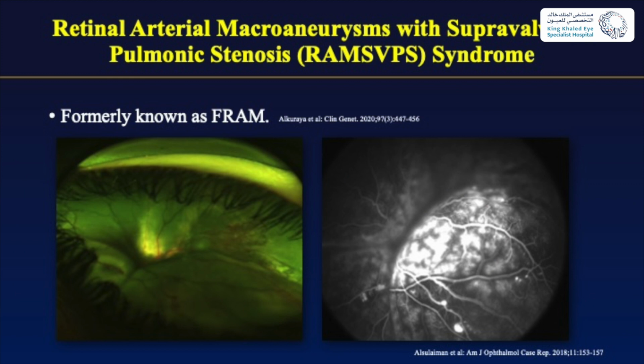Another condition, which, as you all know, is retinal arterial macroaneurysms with supravalvular pulmonic stenosis syndrome, previously known as RASOP, might present with exudative retinal detachment and telangiectasis, similar to what we see in Coats disease.